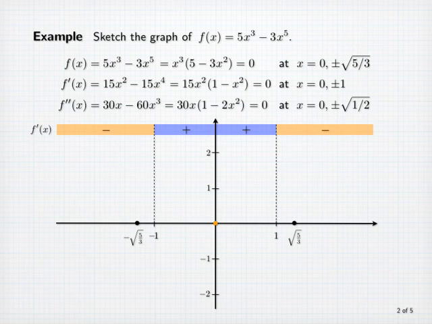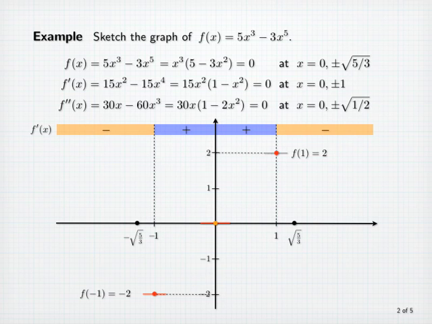The value of f at minus 1 is negative 2, so let's plot the point minus 1, minus 2, and indicate that the slope of the graph there is 0. The slope of the graph is also 0 at 0, and since f of 1 is 2, we'll plot the point 1, 2, and again indicate that the slope there is 0.